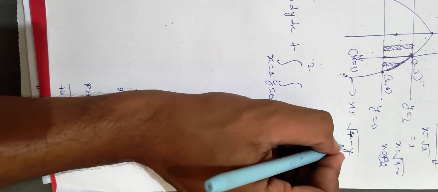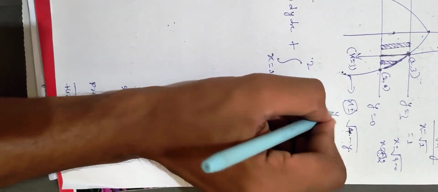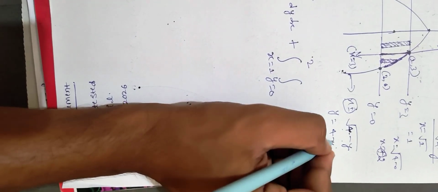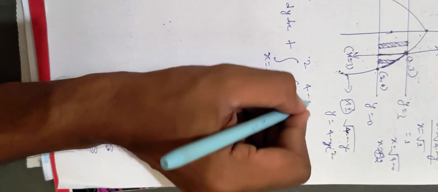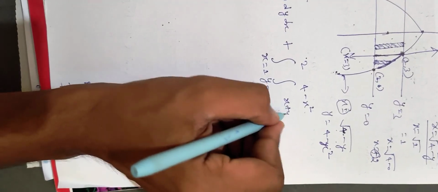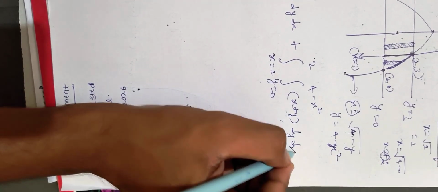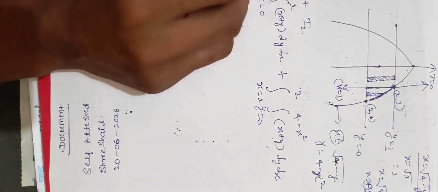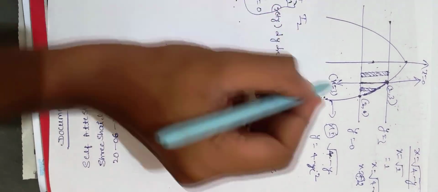x equals 4 minus y. So from this, find y. What is the y value from here? y equals 4 minus x square. So that is 4 minus x square, so inside it is x plus y into dy dx. Is it clear, students? So these are the limits of this integral.